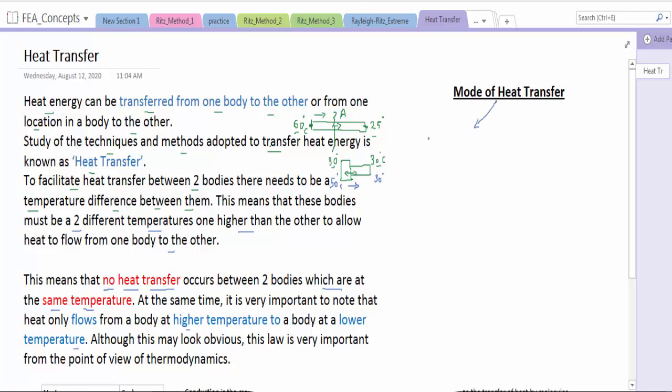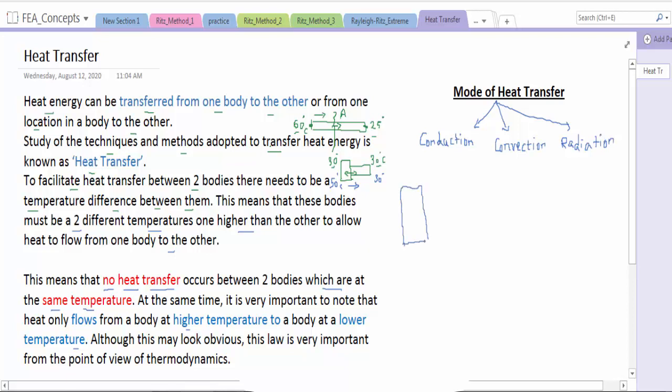So the three modes of heat transfer, you are already well aware, are conduction, convection and radiation. For example, let us say for conduction, three walls are attached closely together. One inside the wall is 500 and outside is 25 degrees. So these are all three different materials. We have to find out the temperature at every junction. So this is called Fourier law of heat conduction.